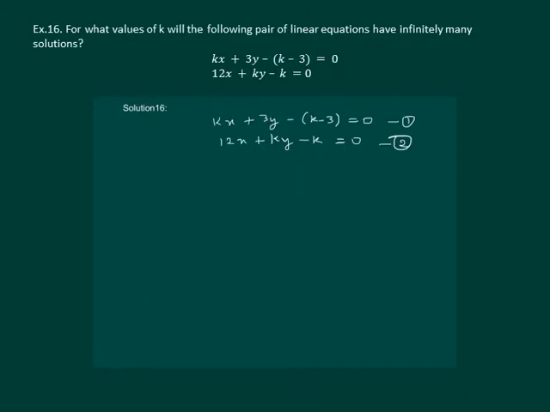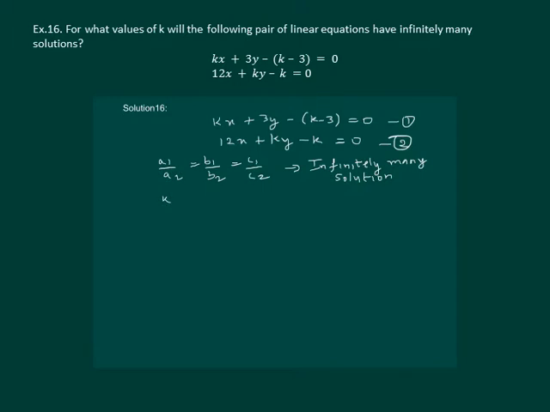For what value of k will the following pair of linear equations have infinitely many solutions? Let us recall that a pair of linear equations have infinitely many solutions if a1 by a2 equal to b1 by b2 equal to c1 by c2. We have to find the value of k such that equation 1 and 2 satisfy this condition. Let us substitute the values.